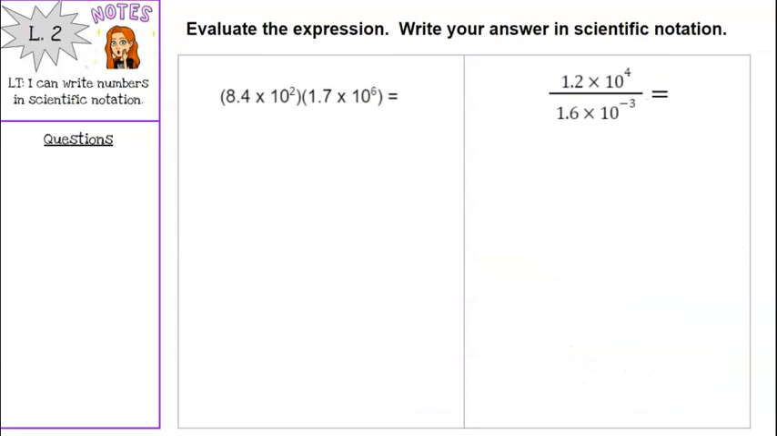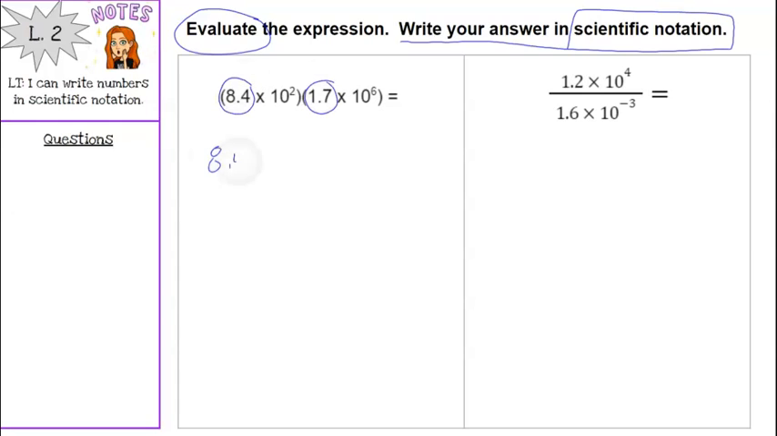Last two problems. Sometimes we are asked to evaluate or do an operation like multiplication or division with scientific notation. Now we could use our calculator, but we do want our answer in scientific notation, so we do have a shortcut that we can use. What we can do when we have two numbers in scientific notation in an operation is multiply the like pieces. So that would mean multiply coefficient with coefficient.